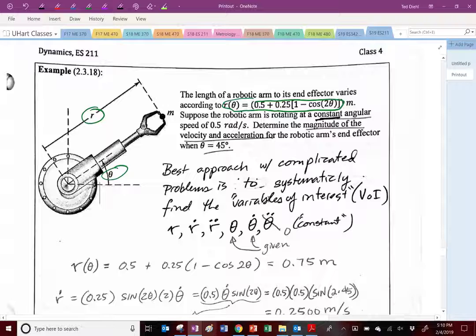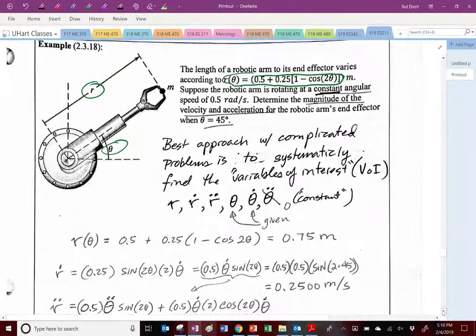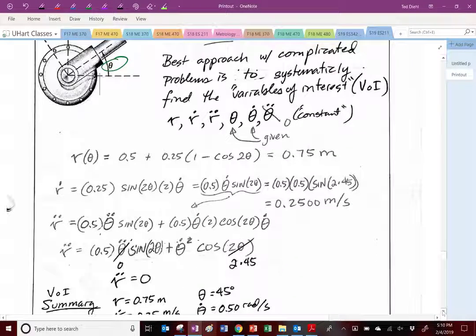So really the procedure that I would recommend for most polar problems is to try to figure out what the variables of interest are right here. That's what I say here is the best approach, to find these VOIs. We were given this angle, and we're told we're given this angular velocity. It's a constant angular velocity, so that means that theta double dot is 0.